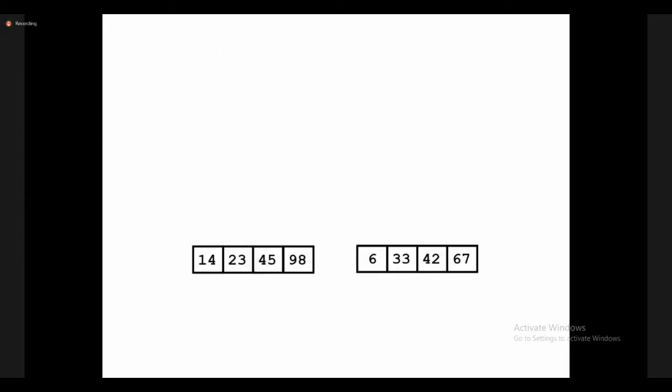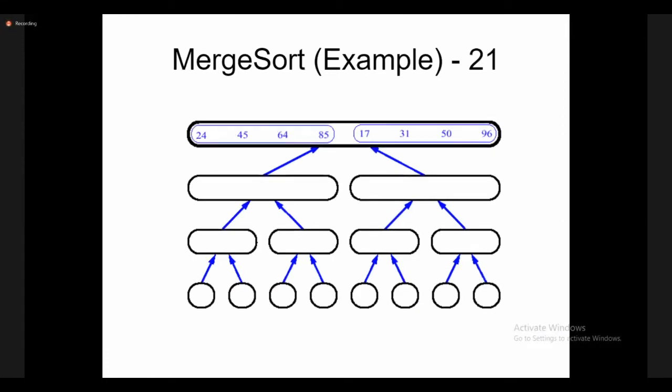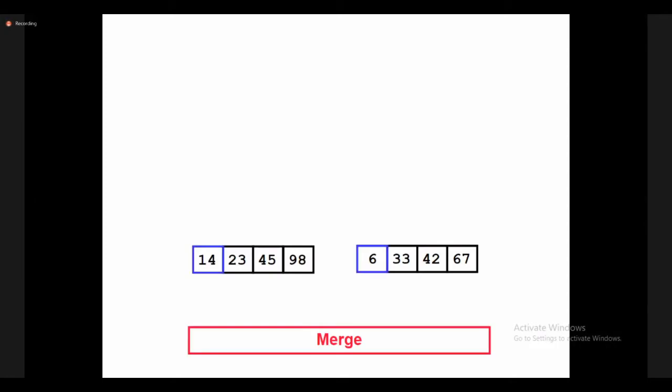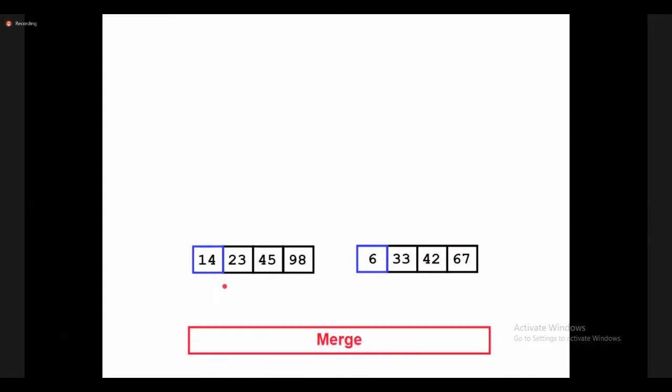The last step means like this. Here four elements in one list and four elements in another list. In this case, let's see here: 14, 23, 45, 98 and 6, 33, 42, 67. In the target sorted array, first compare 14 and 6. So 6 is less than 14, so 6 is moved to the sorted array.